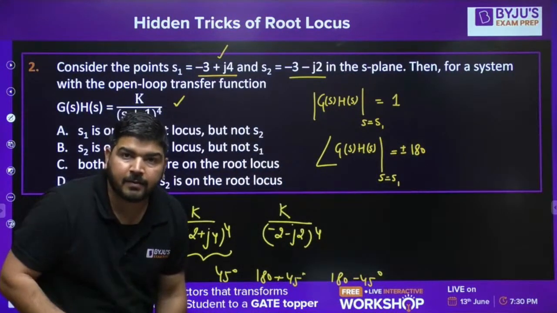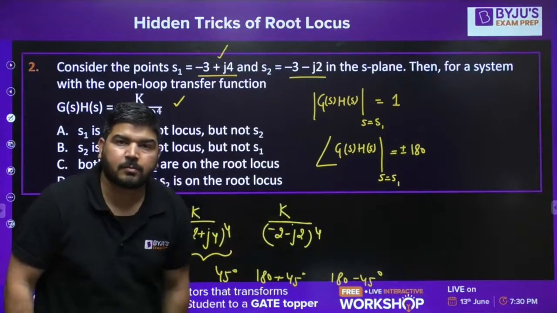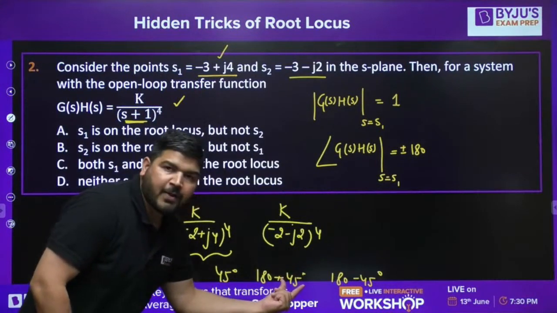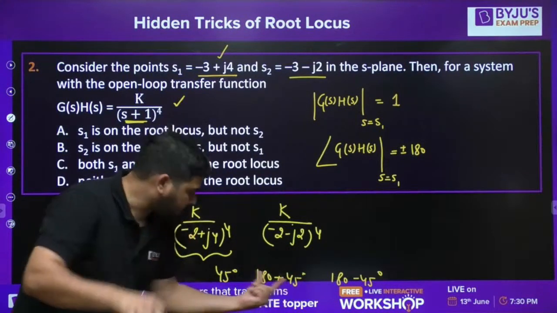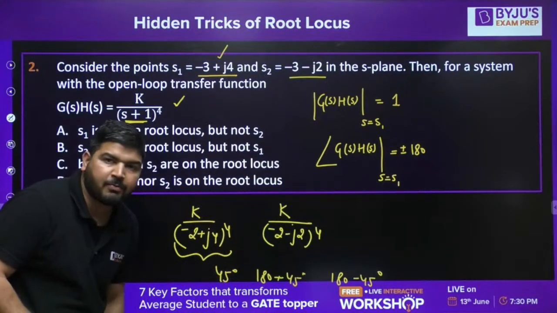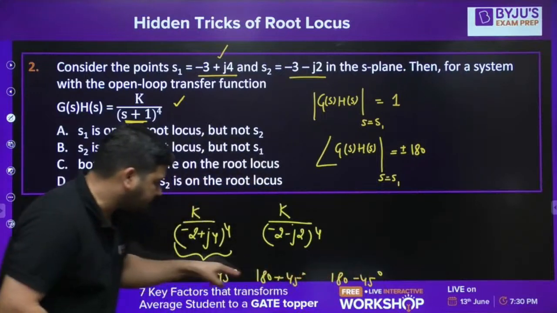45 into 4 is 180, and 180 into 4 is 0, an integer multiple of 360. It has gone to zero. So 45 multiplied by 4 is 180, because there are 4 terms. So 45 multiplied by 4 is 180. Okay, so that's why we want this phase.